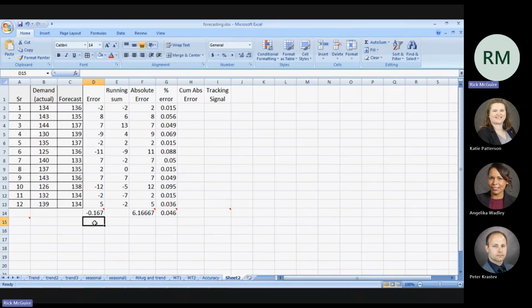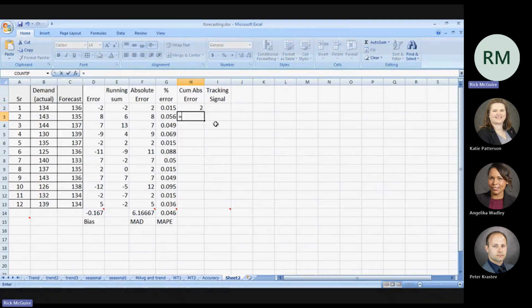Let me write those things again so we know what we're talking about. The bias is the average of the errors. The MAD, or the mean absolute deviation, is the average of absolute errors, and the MAPE, or the mean absolute percentage error, is the average of the percentage errors. Now tracking signal is the last. To find tracking signal, we first need to find the cumulative absolute errors. So here it would be 2.